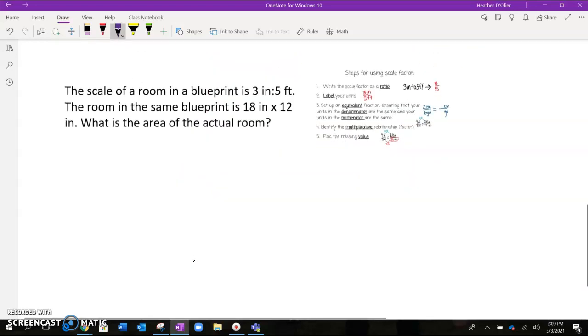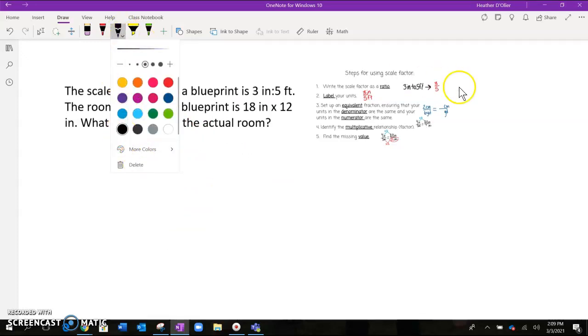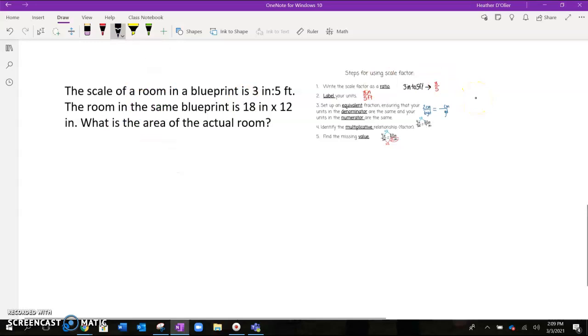All right, so it says the scale of a room in a blueprint is 3 inches to 5 feet. Huh, interesting. It's the same one. And the room in the same blueprint is 18 inches by 12 inches. What is the area of the actual room? So they want area. And we've learned this before. Area equals length times width, okay? Or base times height. So I need to get the length and width in order to do so.